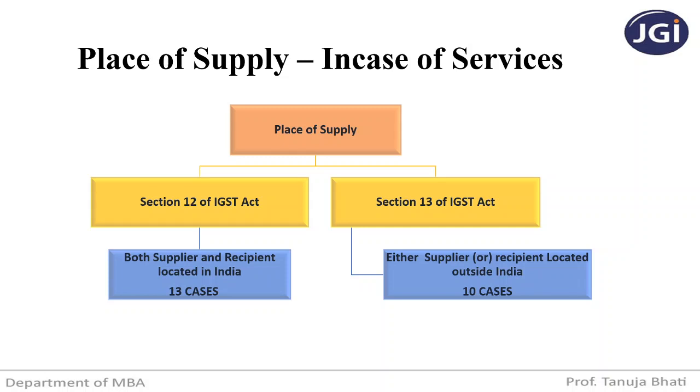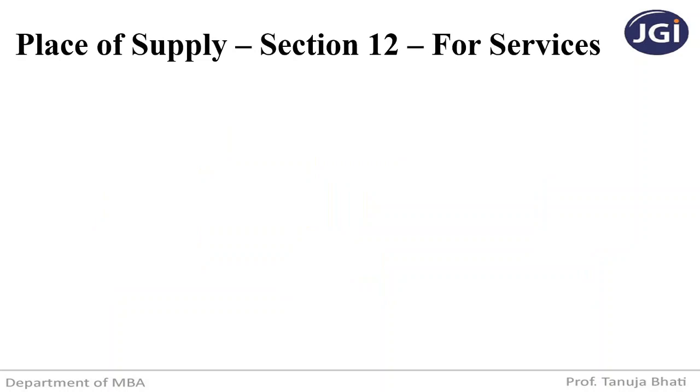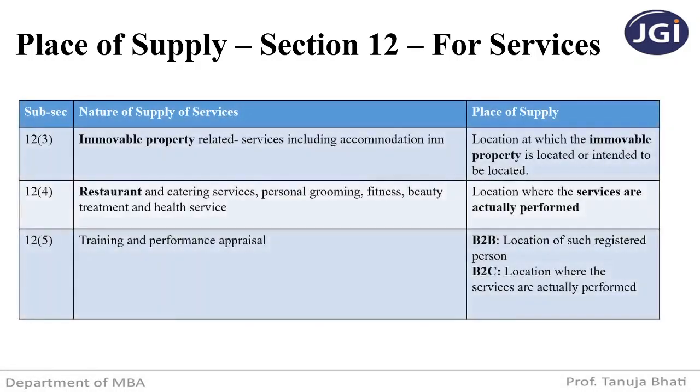A quick revision: in case of goods, which are the two sections? Section 10 and Section 11. In case of services, you have Section 12 and Section 13. Section 12 is to be used when both the supplier and recipient are located in India. You have 13 cases. And Section 13 is to be used when either the supplier or the recipient is located outside India. Moving ahead, now let us see the place of supply, Section 12 for services. We know we have 13 such cases. Let us see each case one by one.